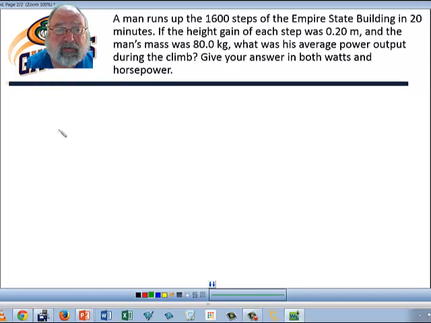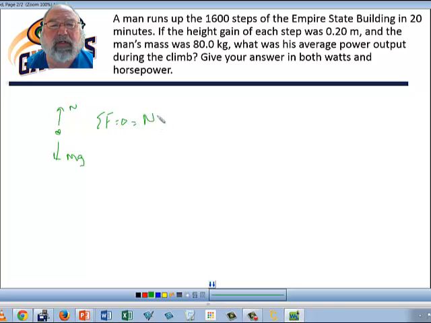Okay, first thing I'm going to do, I'm going to draw a free body diagram on the man. Okay, the man has that weight, mg, and the steps are applying a normal force. So for the man to travel up at a constant speed, we would say the sum of the forces is equal to 0, which is equal to normal minus mg.